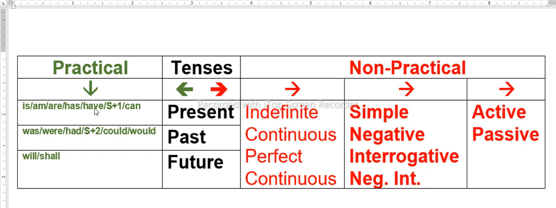Is, am, are, has, have, can. I can play, I can eat, I can write. We can play, he can play. So this is where you start writing and speaking: identification of present tense. Tense means present, past, future. There are three tenses, not 12 tenses. Present, past, future.